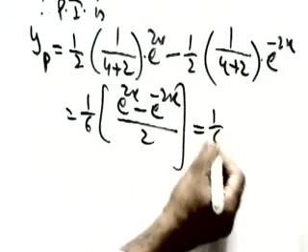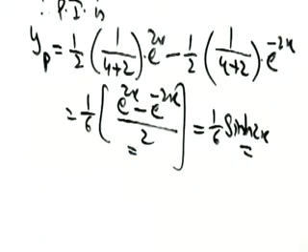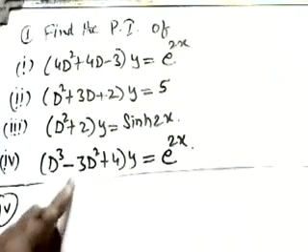Again, this is the formula for sinh. So we can write it like this: 1 by 6 into sinh 2x, or you can leave it here itself, no problem. So this is the question based on sinh x. Similarly, we can do the cosh x. Now let's see the fourth question.